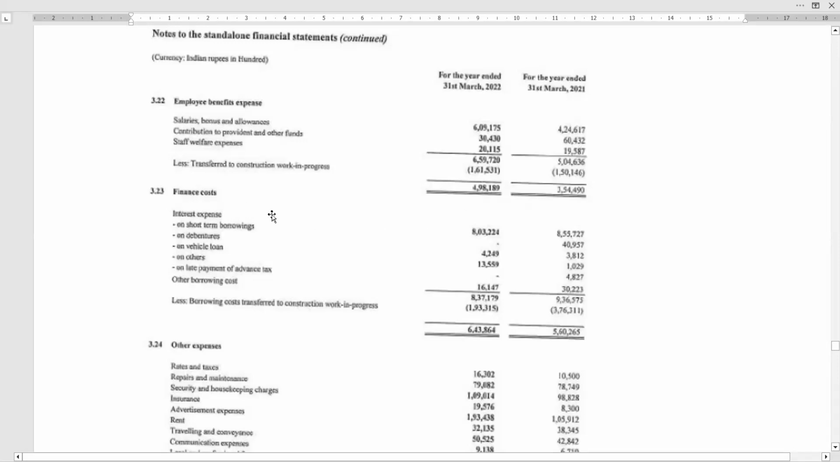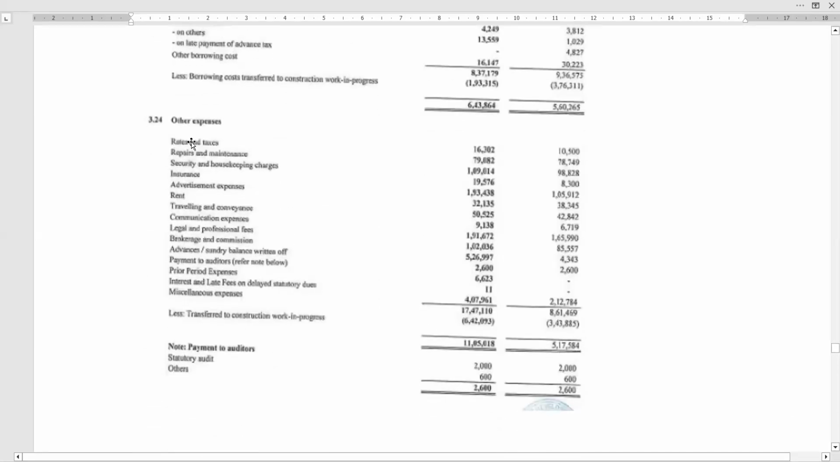Same way, finance cost. I have told you that you have to draw the cash flow. You have to identify where such money is being used, whether it is used in the product or whether it is used in the indirect expense, that is overheads. So they have identified that out of 8,37,000 total borrowing cost, 1,93,000 is transferred to work in progress. Balance they have debited to P&L.